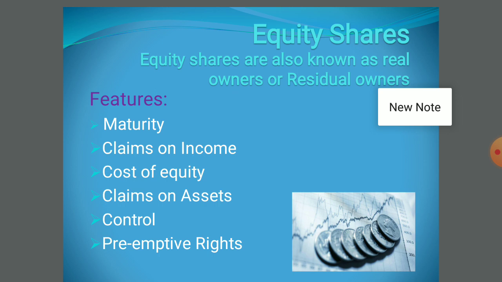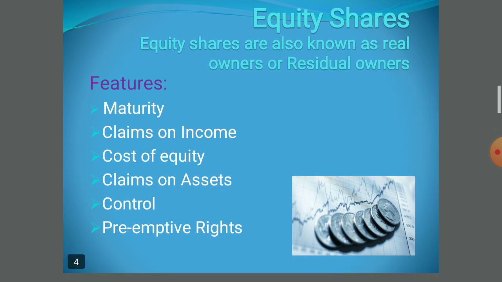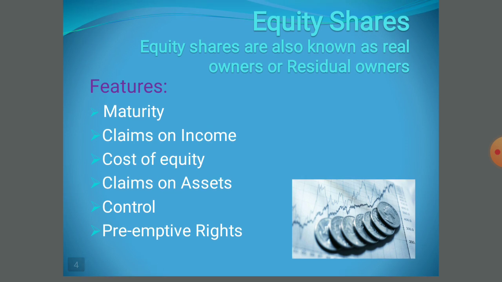Next is claim on asset. Again, equity shareholders cannot claim on asset. For example, when we raise a loan or when we raise debentures, we have to give some assets as collateral security. But in case of equity shares, there is no need to give any security in the form of assets to these shareholders.